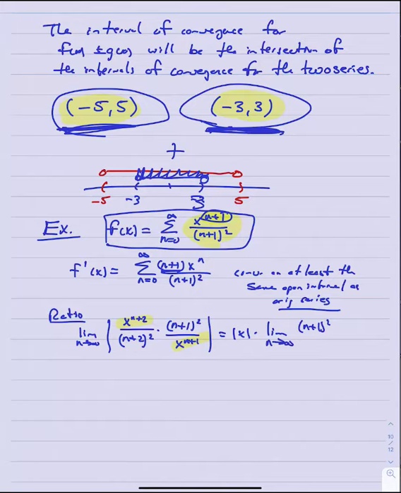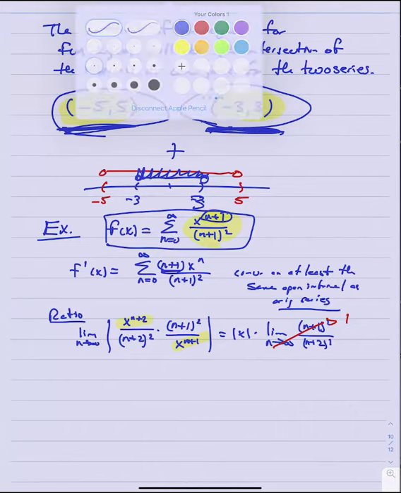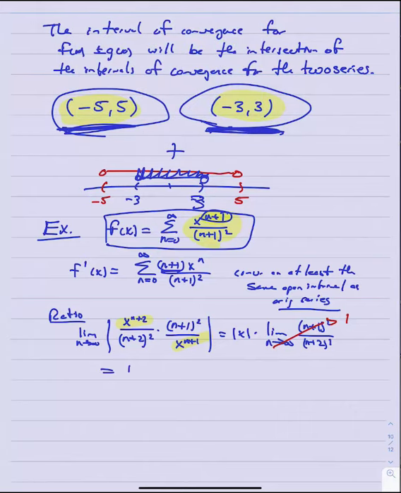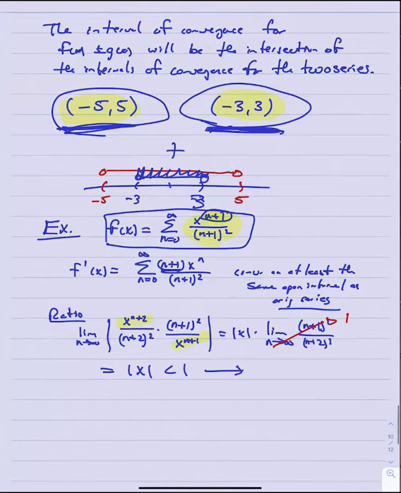It'll be (n+1)² over (n+2)². When I take that limit, I know that limit is 1, which means this entire limit from the ratio test is the absolute value of x. I would like that to be less than 1, which means we're talking about a basic open interval of convergence that goes from negative 1 to 1.